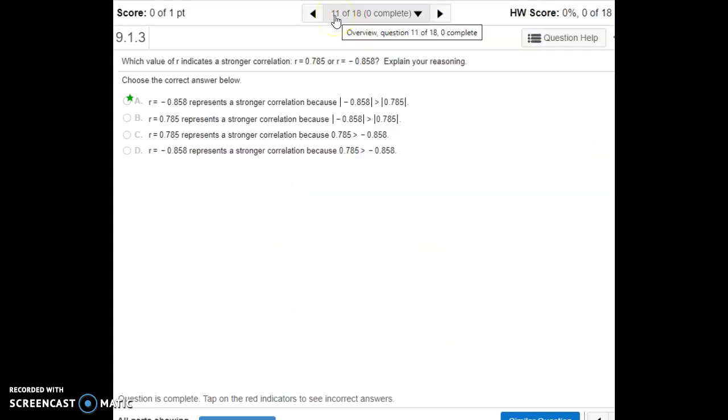So to answer this question, this correlation coefficient would represent a stronger correlation because it's closer to -1 than this one is to +1. In these terms, it has a larger absolute value, and a larger absolute value means you're further away from 0. And the further we can get away from 0, the stronger the correlation is. So because it's further from 0, it represents a stronger correlation compared to that correlation coefficient.